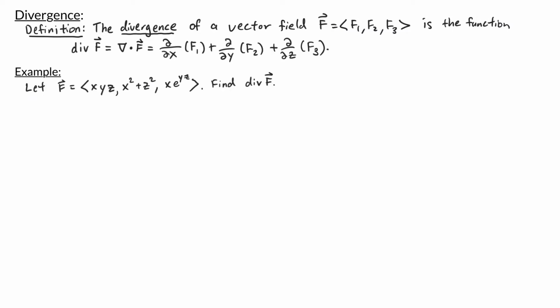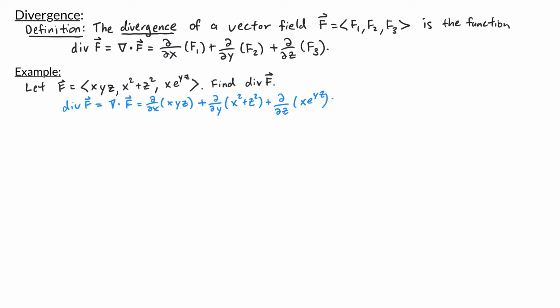Let's look at an example. Here we have the vector field f with components xyz, x squared plus z squared, and x e to the yz. And we're asked to find the divergence of f. So the divergence of f is the del operator dot f, which is the partial derivative of the first component of f with respect to x. So that's the partial derivative of xyz with respect to x, plus the partial derivative of the second component with respect to y. So that's the partial derivative of x squared plus z squared with respect to y, and then plus the partial derivative of the third component with respect to z. So that's the partial derivative of x e to the yz with respect to z.